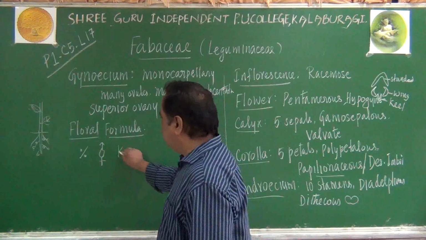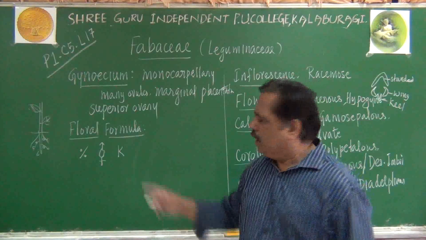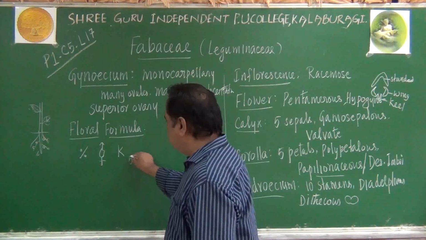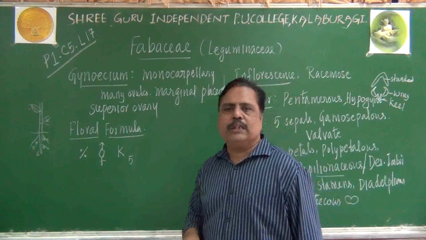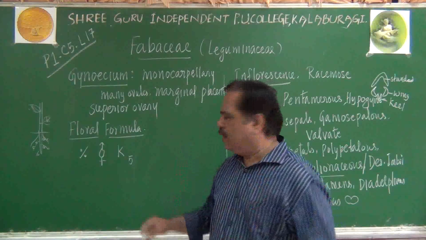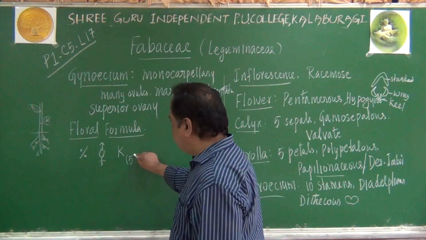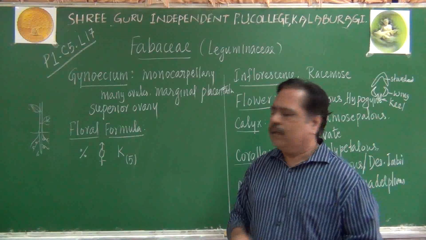Calyx has to be represented with a symbol called K. I told you. When this K, there are 5 sepals. You may be remembering 5 sepals are there. Those sepals are gamosepalous. What is gamosepalous? United. When sepals are united, we have to put a bracket around that 5 actually.